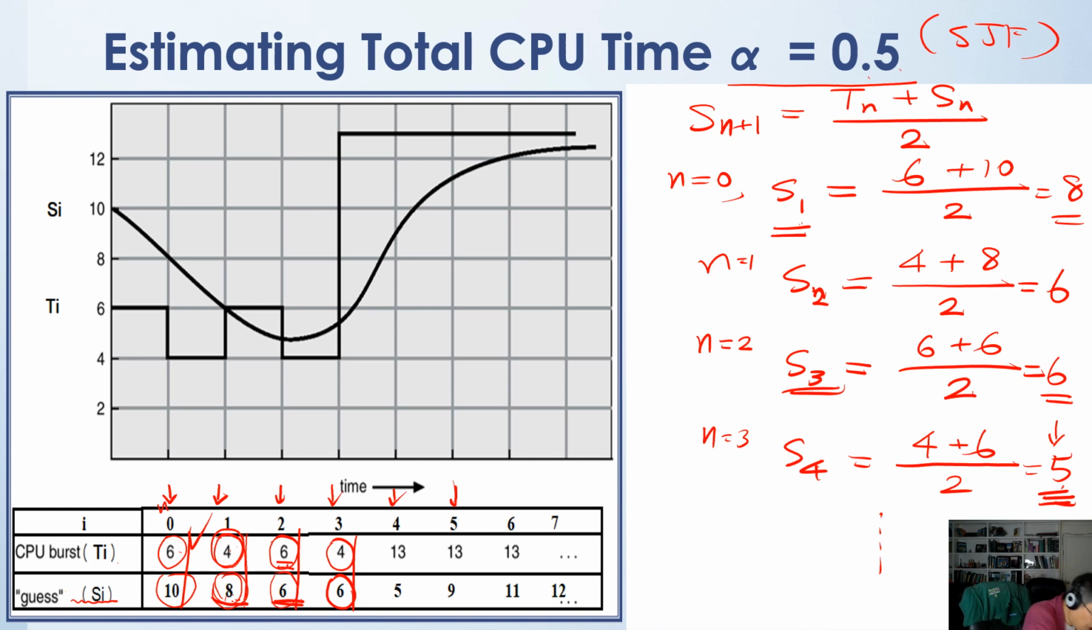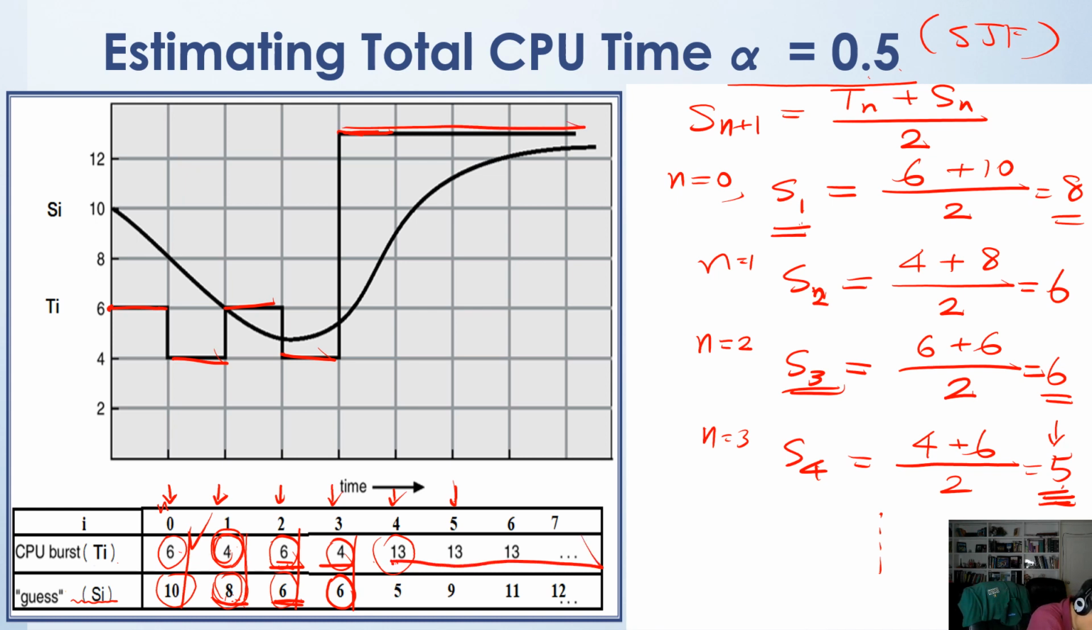Now this diagram basically gives you the idea of the difference between the actual CPU burst and the predicted CPU burst. So that's the actual one. The actual one is 6, and the second one is 4, and then we got a 6 again, and then a 4 again, and then the next one there's a jump. The actual CPU burst jumped to 13, and stays at 13.